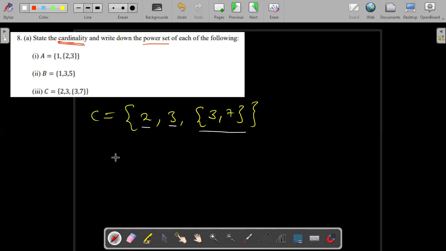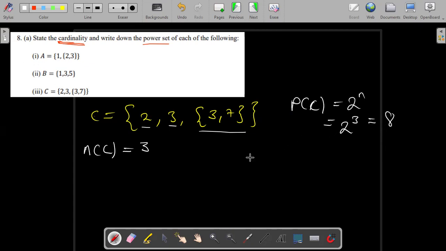So I can write that as the cardinality of C to be equal to 3. Then what is the power set now? The power set of C is just going to be 2 to the power n, and our n there is 3. So 2 to the power 3 gives you 8. So I have a total of 8 subsets that sit there. So I can list those subsets now.